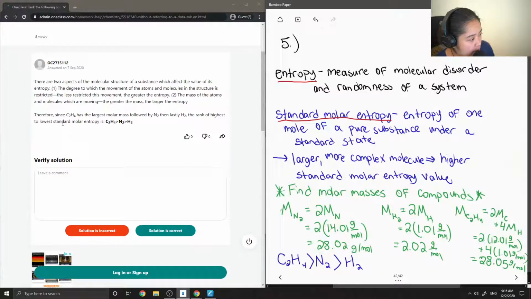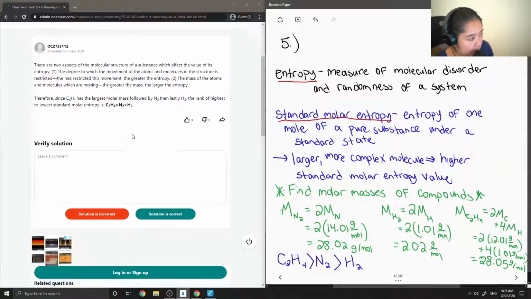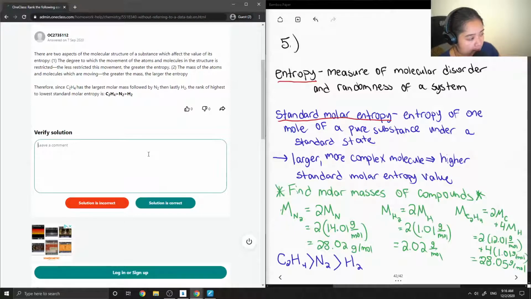So therefore, since ethylene has the largest molar mass, followed by nitrogen and then hydrogen, the rank of highest to lowest standard molar entropy is C2H4, followed by N2, lastly H2. Yep, so this solution is correct.